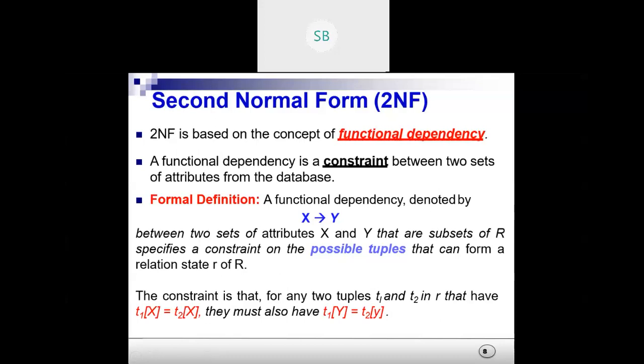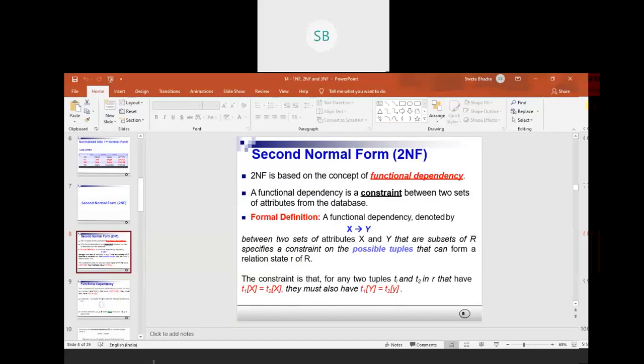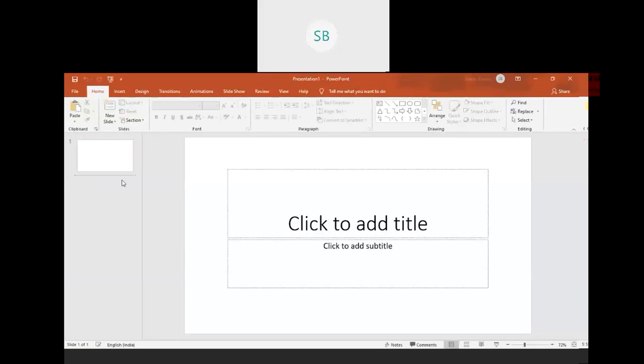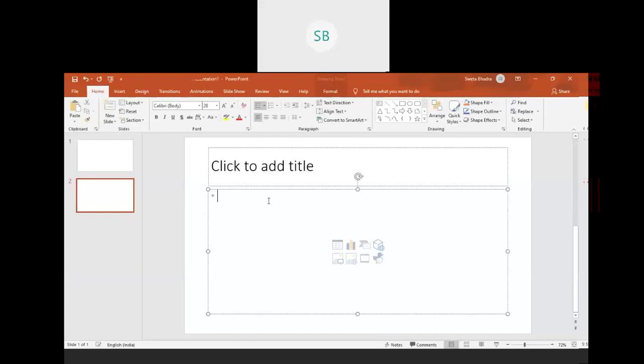Let me just wait a second. I'll take a new slide. Can you view my screen, the blank slide? Yes, ma'am. Just let me write it somewhere.